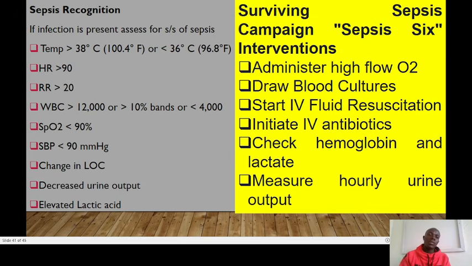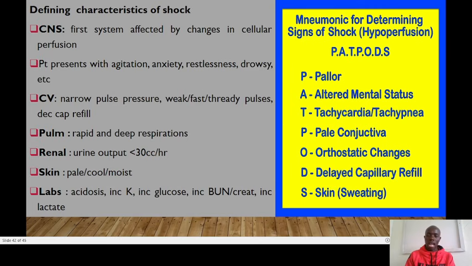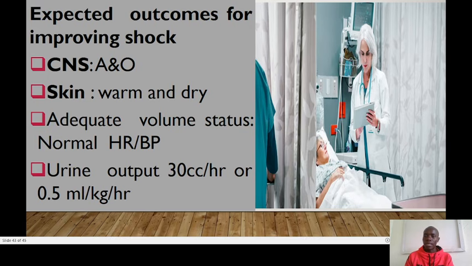Okay, so we have this campaign, the Sepsis 6 intervention. You administer high flow oxygen, you draw the blood cultures, you start IV resuscitation, initiate antibiotics, check for hemoglobin, lactate, and measure urine output hourly. Right? So the defining characteristics of a shock, we have to look at effects on the CNS, on the cardiovascular, on the pain, the renal, the skin, and the labs, okay.